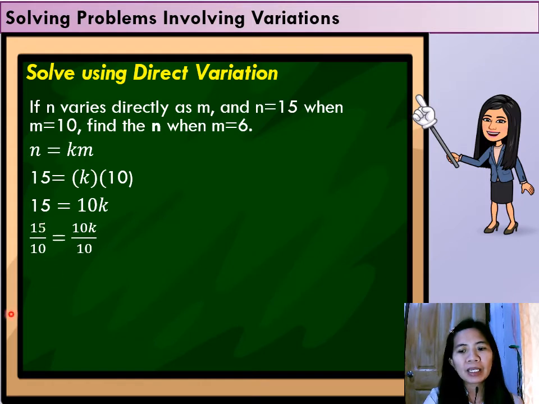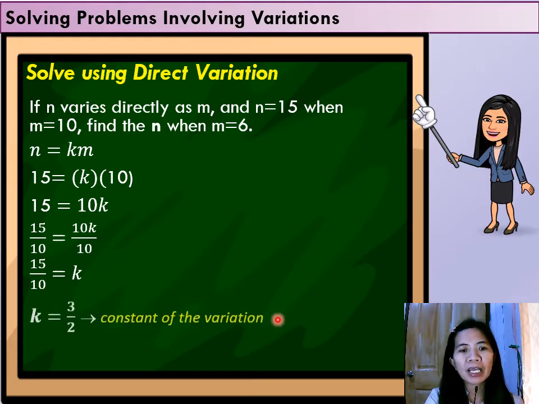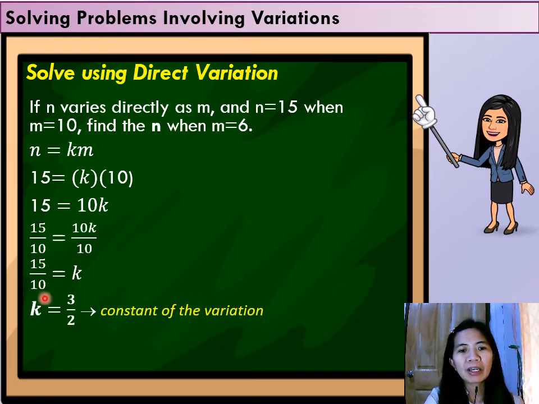Then 15 over 10. Simplify this by reducing it to its lowest term. Divide both the numerator and denominator by 5. So 15 divided by 5 is 3, and 10 divided by 5 is 2. So the constant of variation is 3 halves.